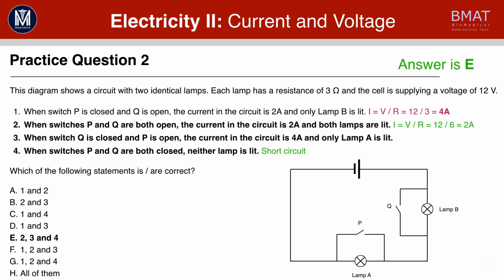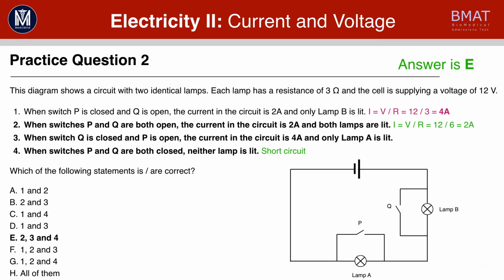With this circuit, we can straight away see that there is possibilities for short circuits to appear. Short circuits occur when current can bypass components and take a path with less resistance. So for example, if switch P was closed, the current would bypass lamp A because the lamp has more resistance than an empty wire. Similarly, if Q was closed, the same thing would happen for lamp B. Now let's apply this to each individual statement.